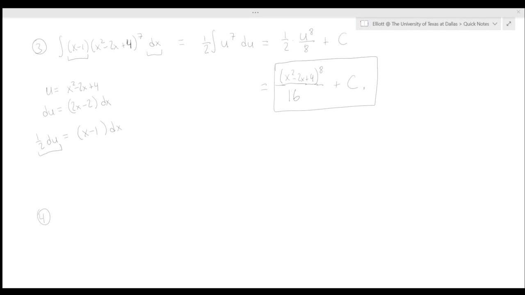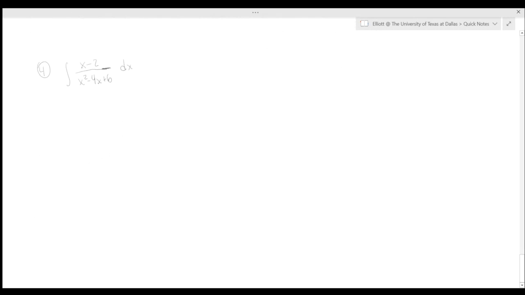All right. Yeah, so I'll take a look at number 4 as well, where we've got an indefinite integral of x minus 2 over x squared minus 4x plus 6 dx. Okay. Now again, for this problem, we can't really do much in terms of simplification with it. So we're going to do either u sub or integration by parts. And again, for a problem like this, u sub is going to be the better choice. And for a problem like this, we'll choose u to be the denominator.